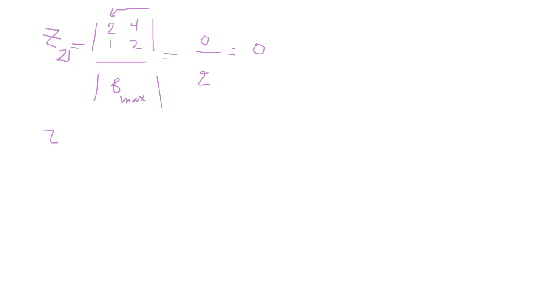Now for Z22, I'm finding the two components of the second column. I'll take the first column of B max, but instead of writing 4, 2, I'll write 2, 1, which I want to retrieve, divided by the determinant of B max. And here we get 1/2, which is 0.5. Right?